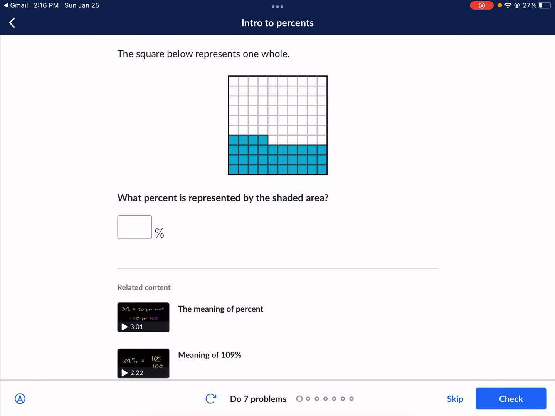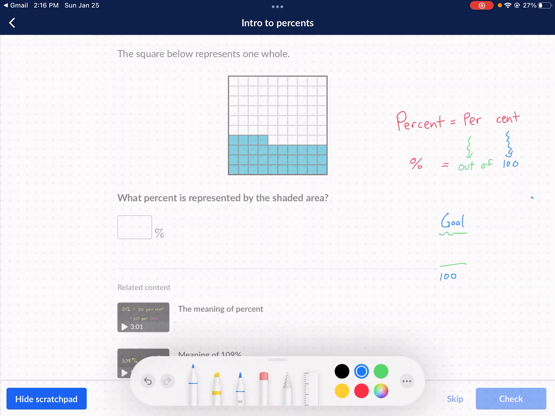Let's talk about percents. Before we get into this first square and figuring out which percent it is of the shaded area, let's talk about what percent means. So percent is really per cent. Cent means 100. So if you have 100 cents, it's $1. If you have 100 years, it's a century, and so forth. Per is just really out of, so percent just means out of 100. So if we're trying to find a percent, our goal is to have a fraction out of 100. So some number in the top out of 100, and that's our goal. That 100 is key there.